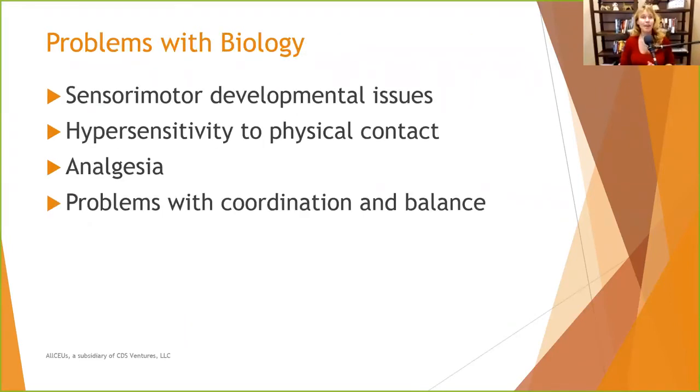There's also problems with biology, sensory motor developmental issues, hypersensitivity to physical contact. So you have someone who may or may not be overly reactive if you touch them. And they may not be able to integrate all of the sensory motor stuff coming in. They may have problems with coordination and balance. And there's some indication that some people have analgesia. And a lot of that is people who experience some sort of physical trauma have learned to sort of dissociate so they don't feel.